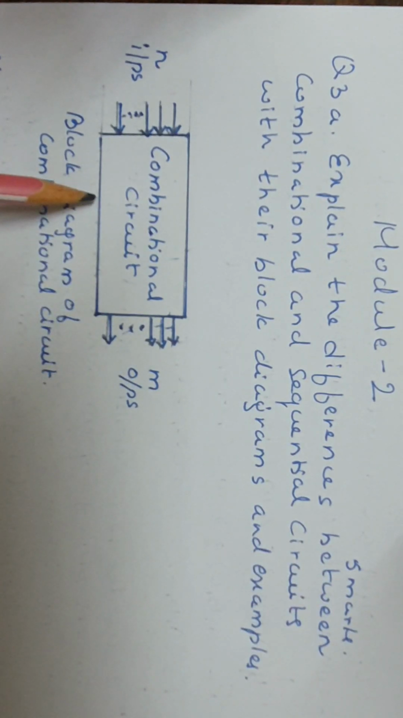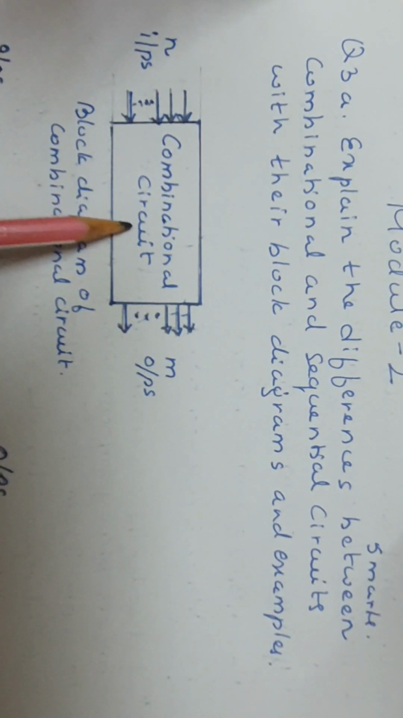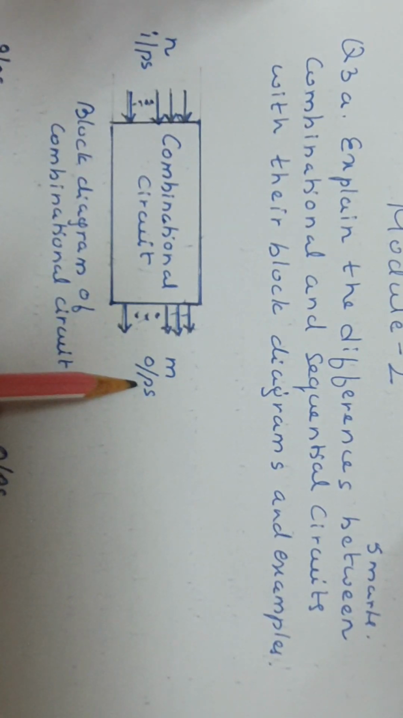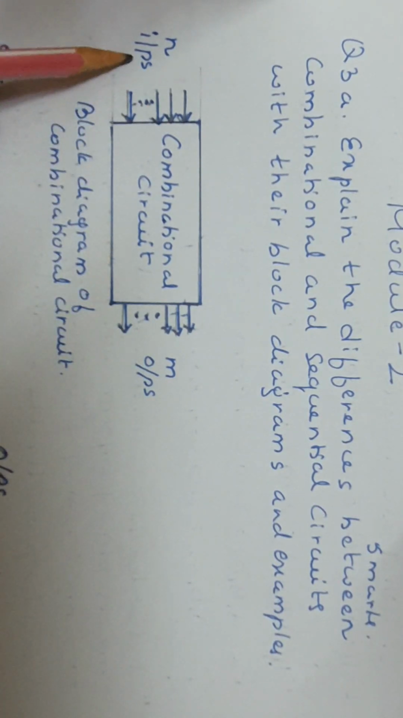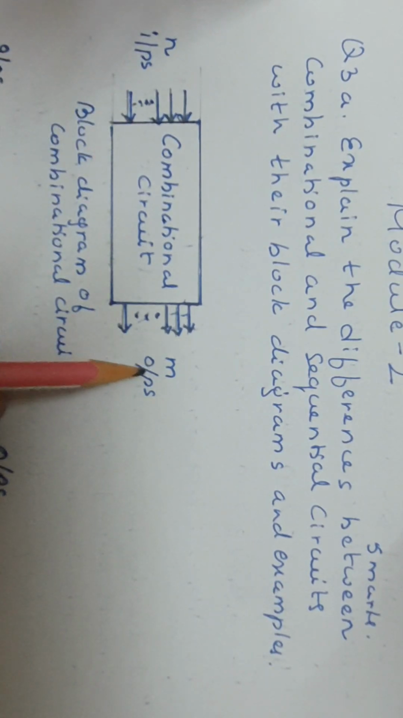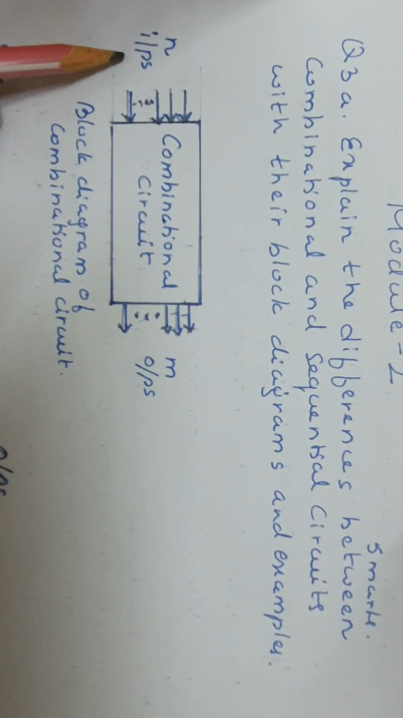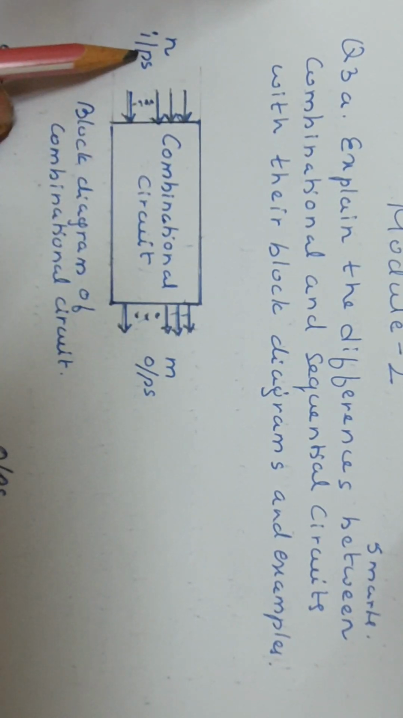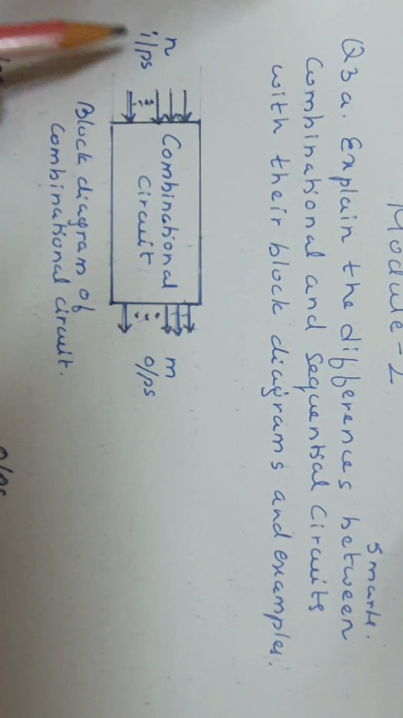The block diagram of a combinational circuit is as follows. So this combinational circuit has n inputs and m outputs. So these n inputs are known as n variables, and these m outputs will be expressed in terms of n variables. So for each output, one boolean function is written.